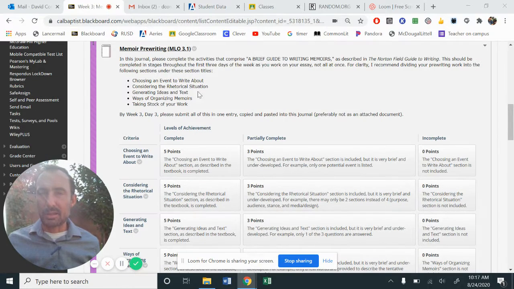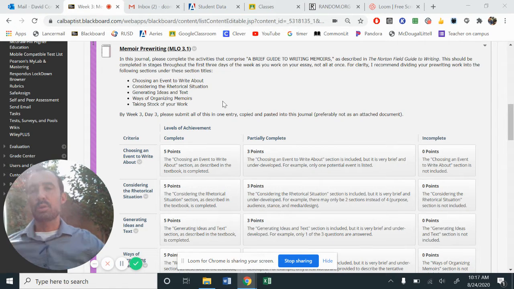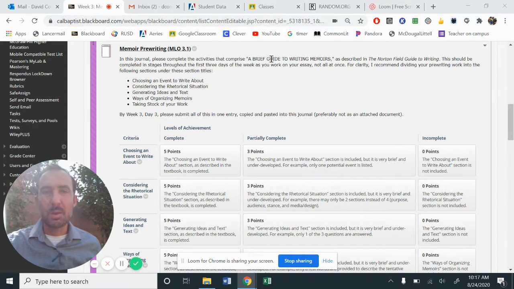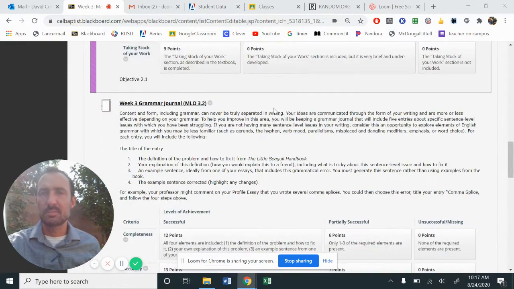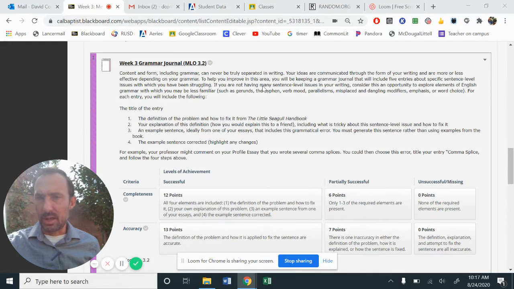So this pre-writing activity, I would divide it up into these sections as you read through, take notes, and do your preliminary work. So choosing an event to write about, considering the rhetorical situation, generating ideas in text, ways of organizing the memoir itself, and then taking stock of your work. So kind of an evaluative piece right there. As you read through the text, it will describe each of those, and you can respond to the questions in the text. This journal right here is going to be part of your assignment as well.